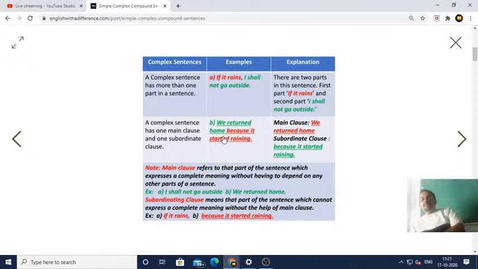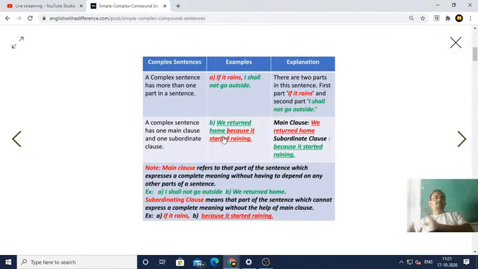So now the question is, what is a complex sentence? Dear students, always remember that a complex sentence consists of more than one part. Unlike a simple sentence, in which there is only one subject and only one finite verb, in a complex sentence there can be more than one subject, number one. Number two, there can be more than one finite verb. And in a complex sentence there are two or more parts of the sentence.